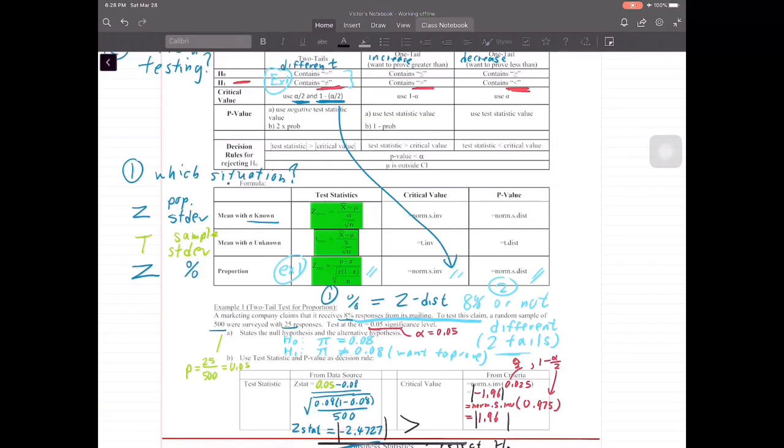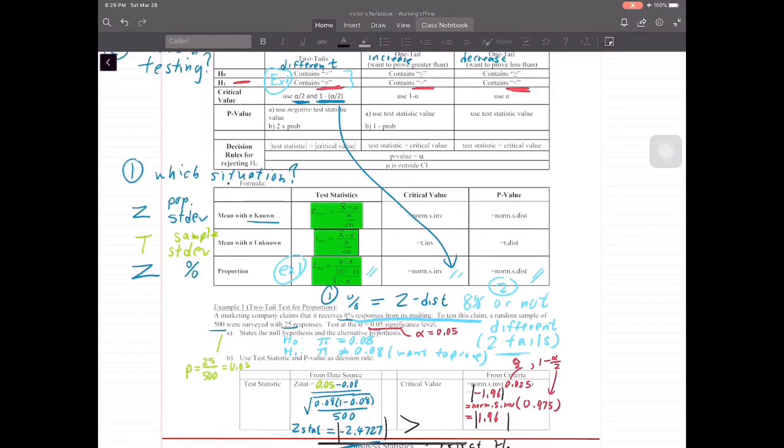Example 1. Two-tailed test for proportions. A marketing company claims that it received 8% responses from its mailing. To test this claim, a random sample of 500 people were surveyed with 25 responses. Test at the 5% significance level. Part A, state the null hypothesis and the alternative hypothesis.